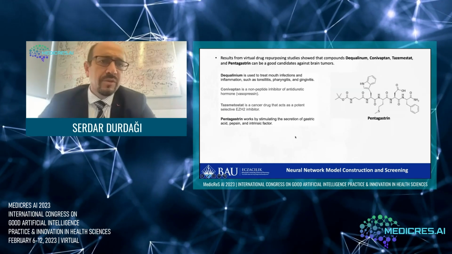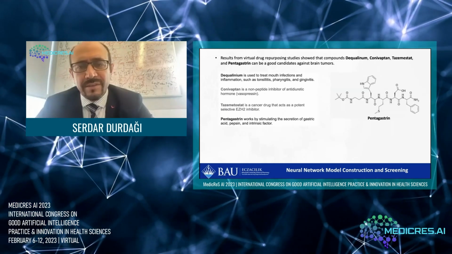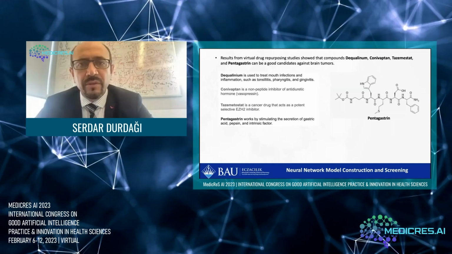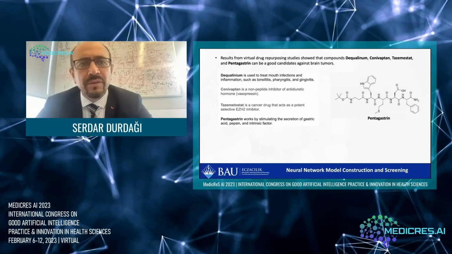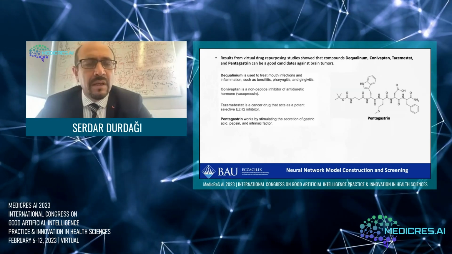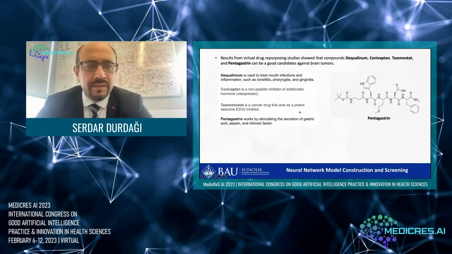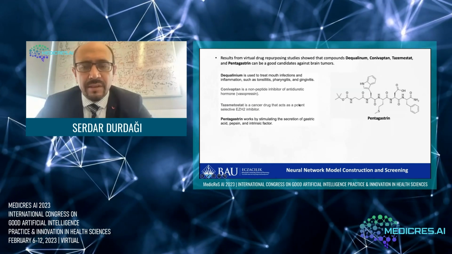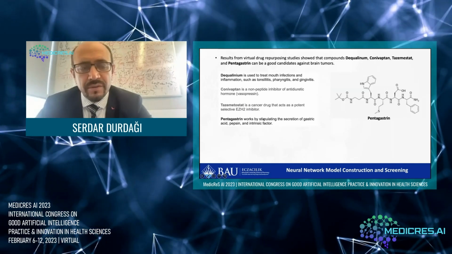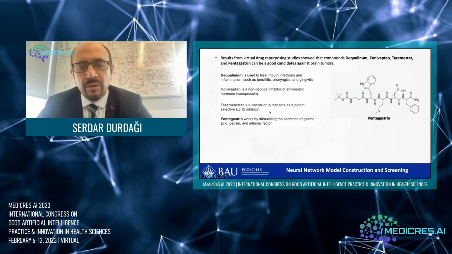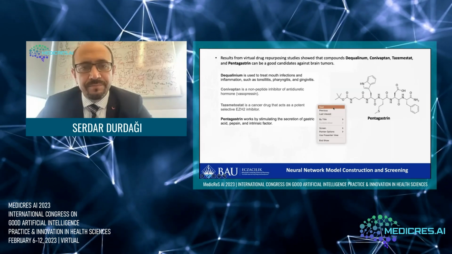Results from the virtual drug repurposing studies show that these compounds, especially using the neural network, dequalinium, conivaptan, tazemetostat, and pentagastrin, can be good candidates against brain tumors. These molecules are actually used for different aims, but our in silico results show that they can be considered for testing in vitro against GBM.